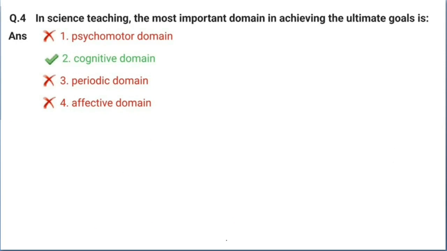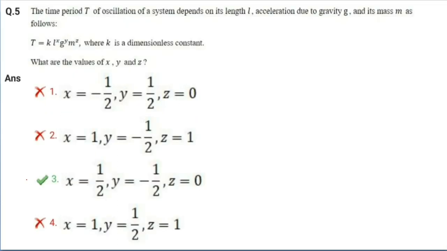Next, question number 4. This is a methodology question, teaching aptitude, that is pedagogy. In science teaching, the most important domain in achieving the ultimate goals is: psychomotor domain, cognitive domain, periodic domain, affective domain. Science teaching, the most important domain is cognitive domain. Okay, next question number 5.